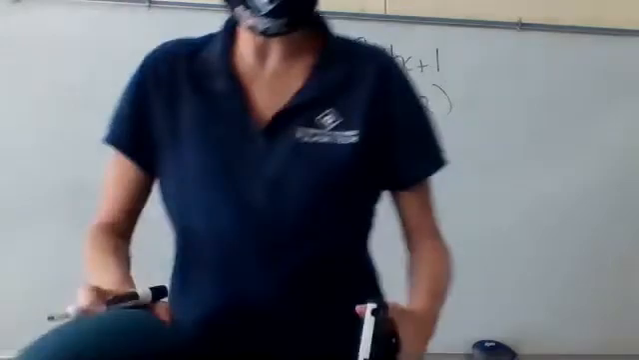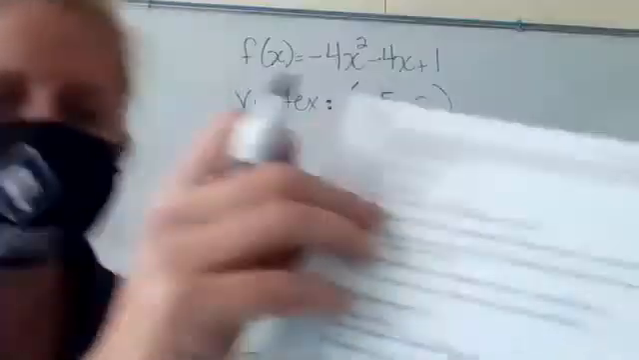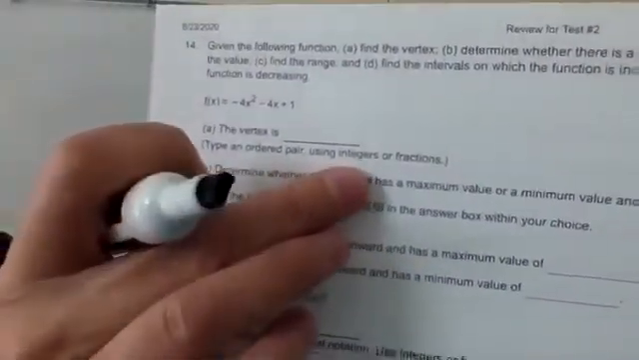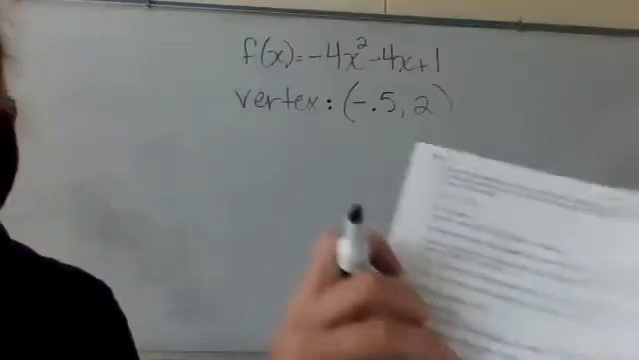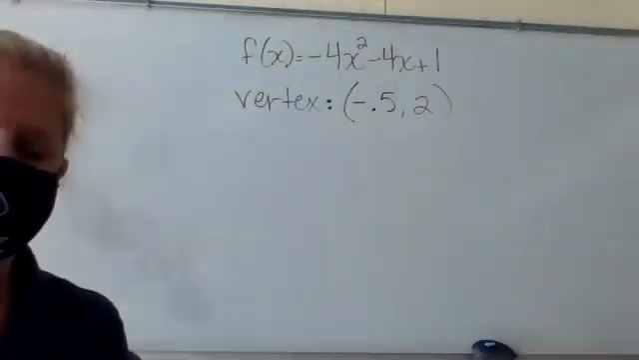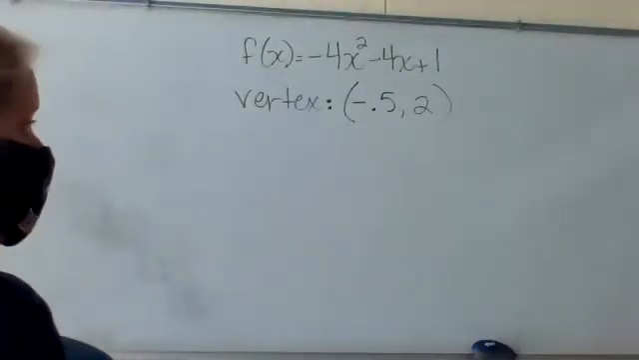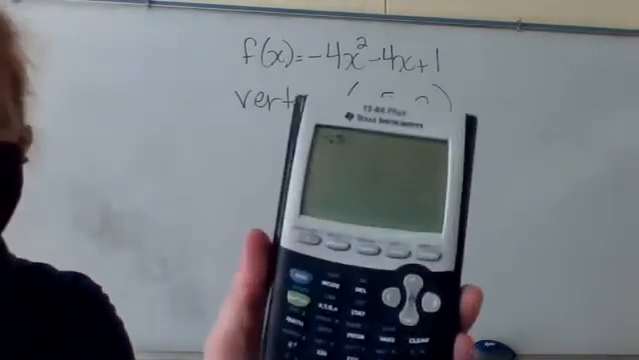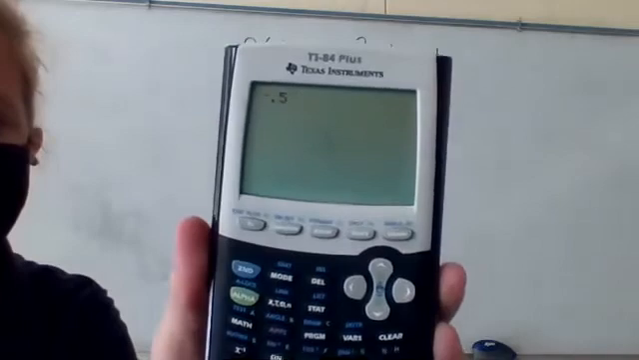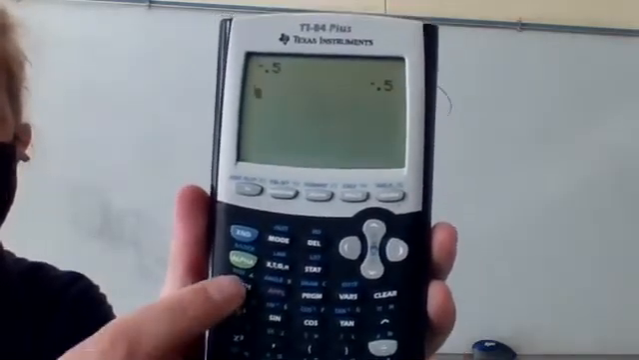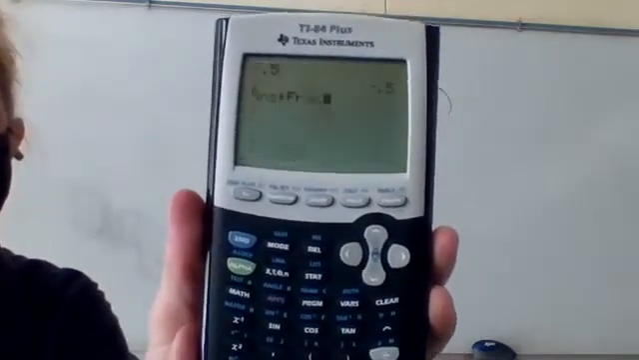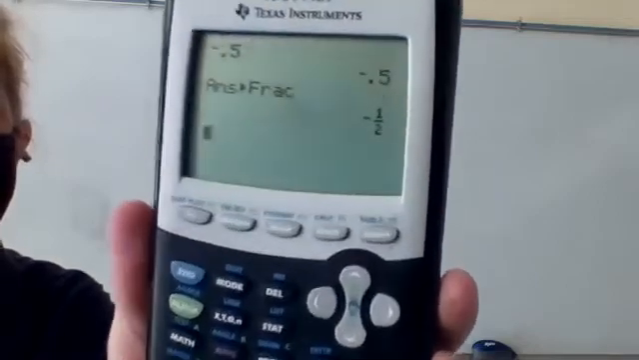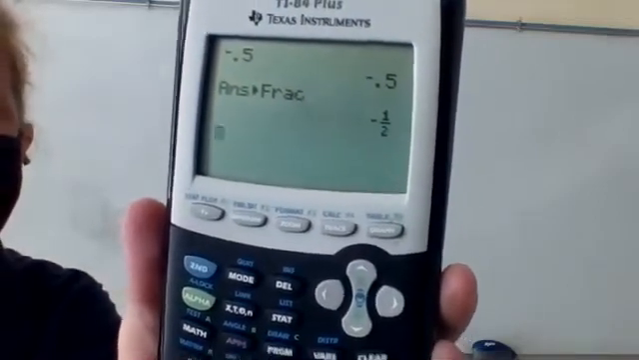Now, when you're typing this answer in on number 14, and it says the vertex is blank, look what it also says. Integers or fractions, which means it doesn't want that decimal. So remember how to do your decimals. If you don't know what negative 0.5 is, type it in. Negative 0.5, hit enter, and then hit math. Turn your decimal to a fraction. So math, enter, enter. So it's negative 1/2.